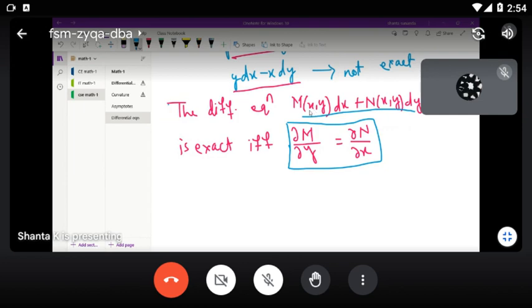Got it? This is the coefficient of dx. We differentiate it with respect to y, and if that is equal to the partial differentiation of N, that means the coefficient of dy, with respect to x, then it's exact.